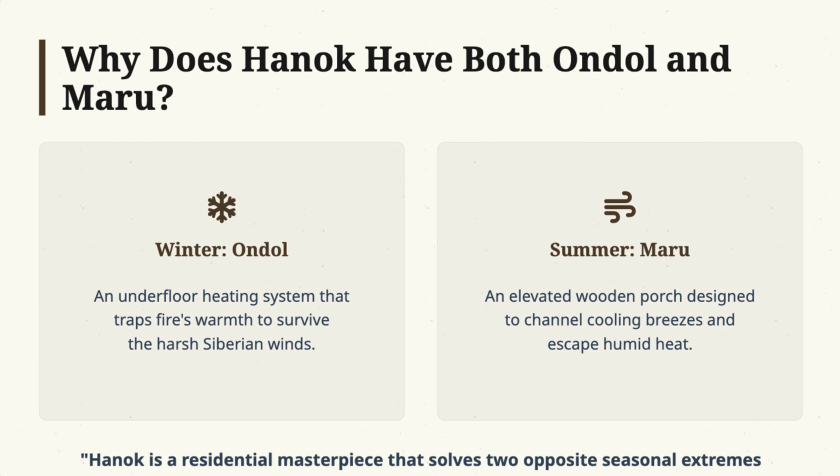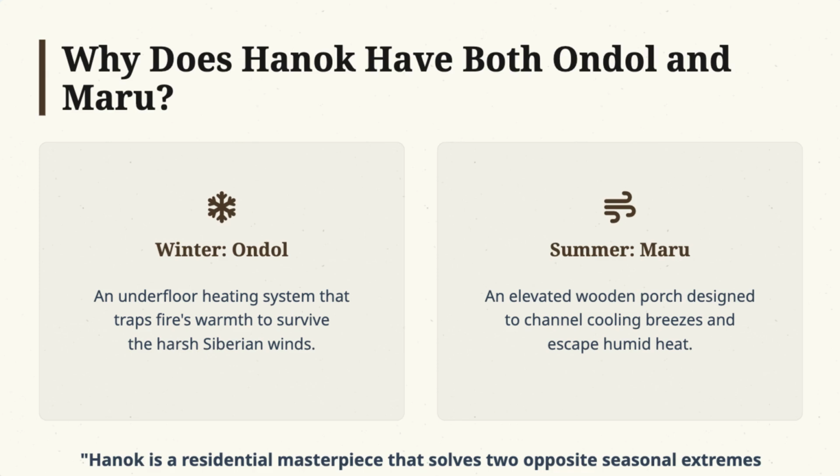One of the most distinctive features of Hanok is that ondol and maru exist together within the same house. Ondol was a system designed for cold winters. It stored the heat from fire beneath the floor, warming the surface where people sat and slept.